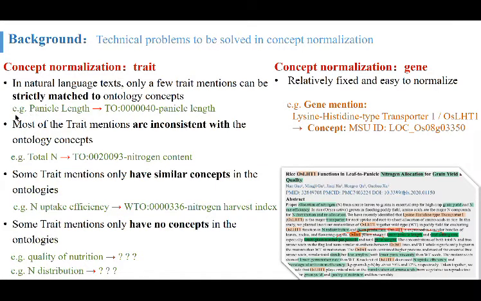difficulties. For example, in natural language texts, only a few mentions can be strictly matched to ontology concepts. Most of the trait mentions are not totally consistent with ontology concepts, for example, the total N and the term nitrogen content in TO. And some just have similar concepts like N uptake efficiency and nitrogen harvest index, while some, such as N distribution, have no corresponding concepts at all.